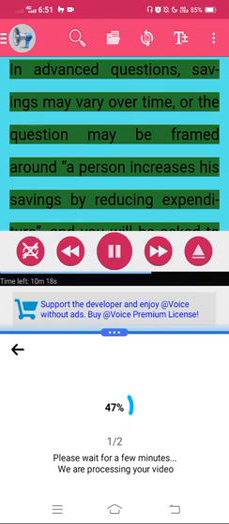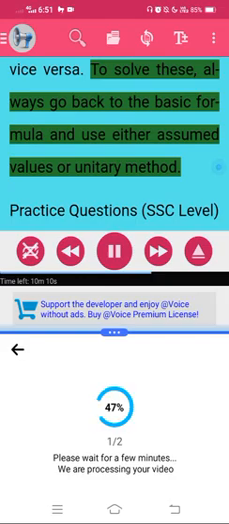In advanced questions, savings may vary over time, or the question may be framed around a person who increases his savings by reducing expenditure, and you will be asked to find the effect on income or vice versa. To solve these, always go back to the basic formula and use either assumed values or unitary method.